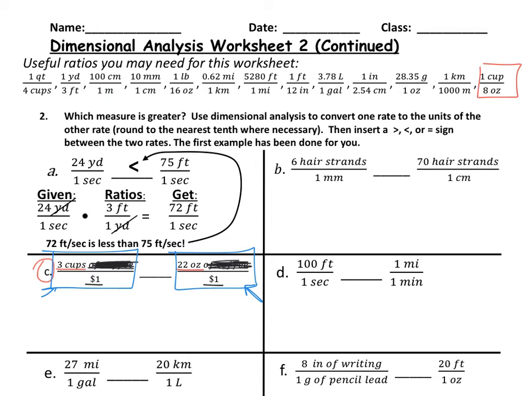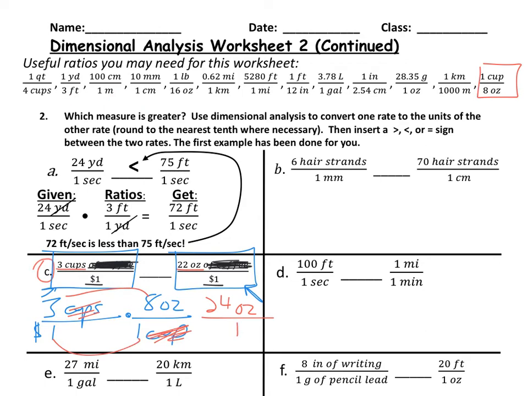So 3 cups for $1 times 8 ounces for 1 cup allows us to cross off the cups, and we're left with 3 times 8 is 24 ounces divided by 1 times 1 is $1. Well, 24 ounces for $1 is bigger than 22 ounces for $1, so we just put a greater than sign.